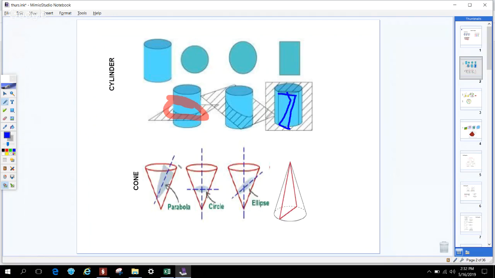For a cone, the shapes that can go in a cone are a parabola, which I highly doubt you're going to get asked, a circle if you go straight across, an ellipse, which is just a fancy name for an oval, or if you do the perpendicular in a cone, you're going to get a triangle.